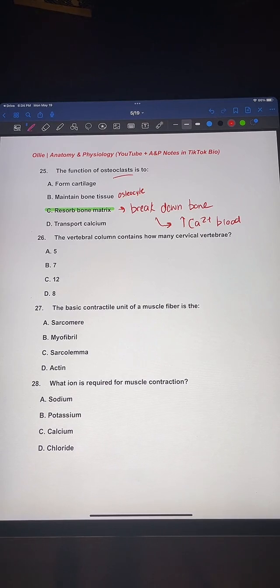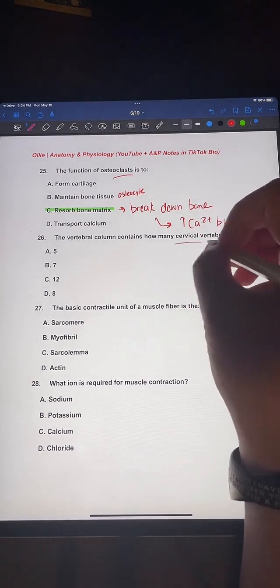Number 26, the vertebral column contains how many cervical vertebrae?